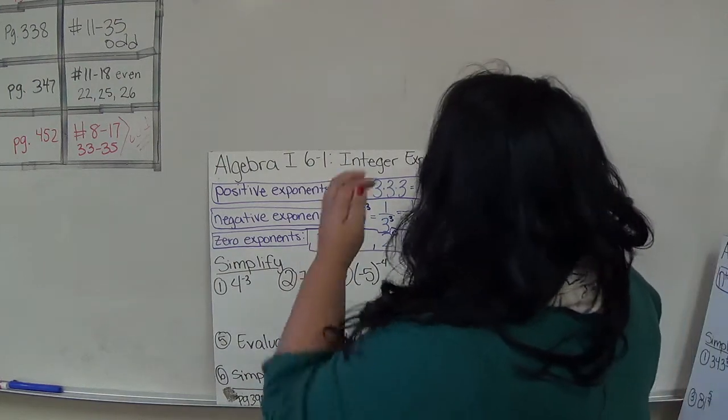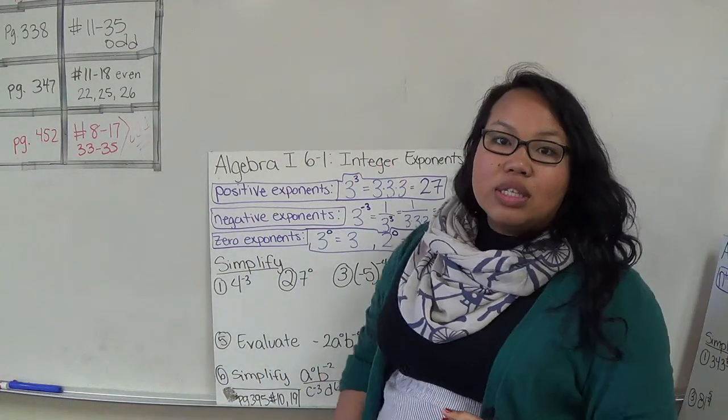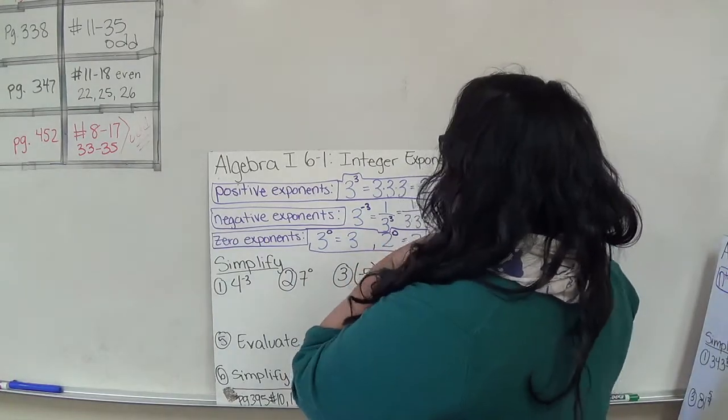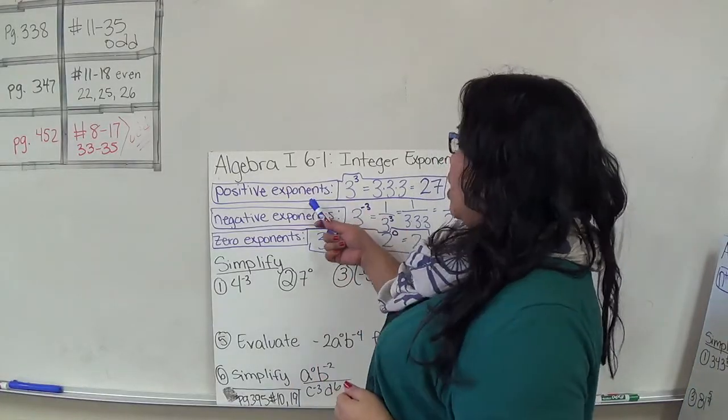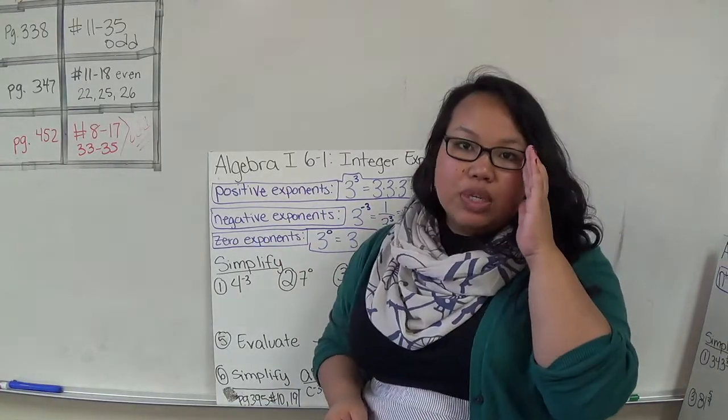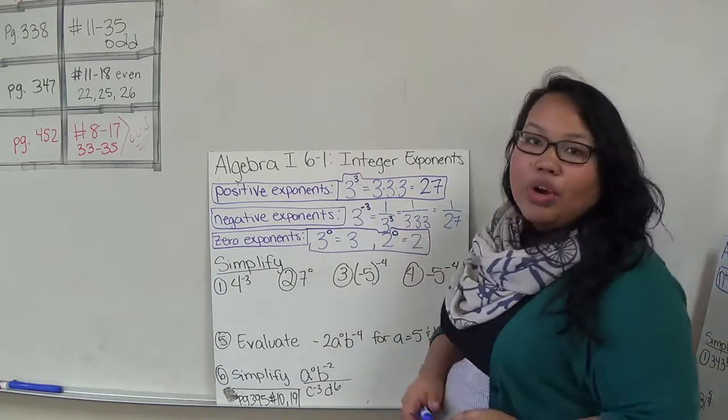Algebra 1, Section 6.1, we're dealing with integer exponents. In this case, we're dealing with positive exponents, negative exponents, and zero exponents. And exponents are the ones to the power of.